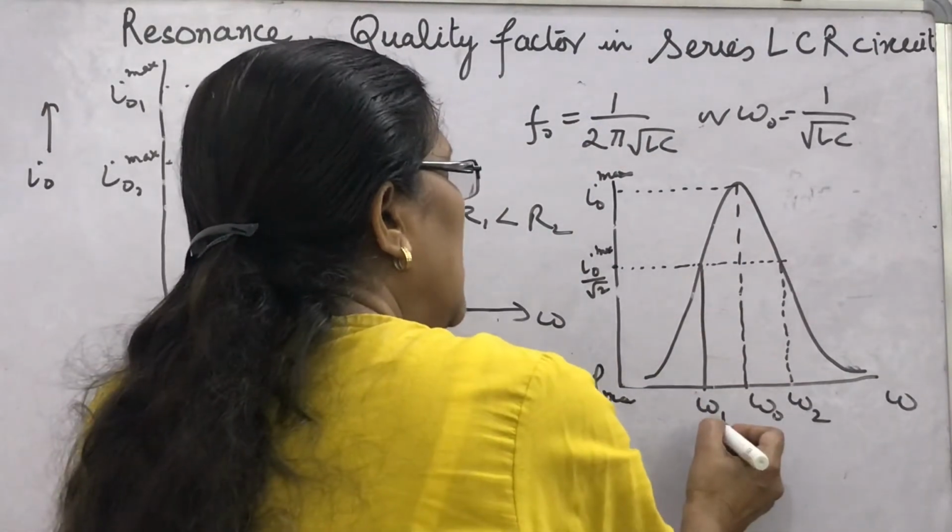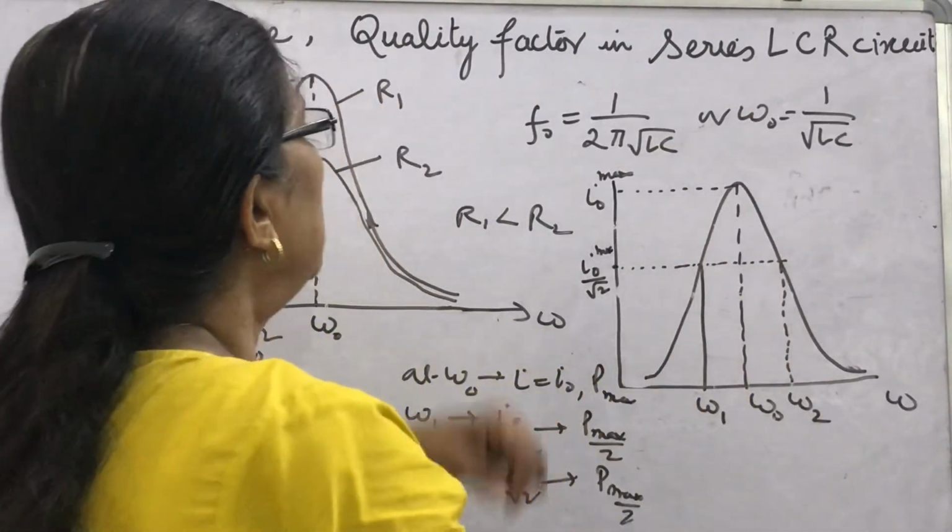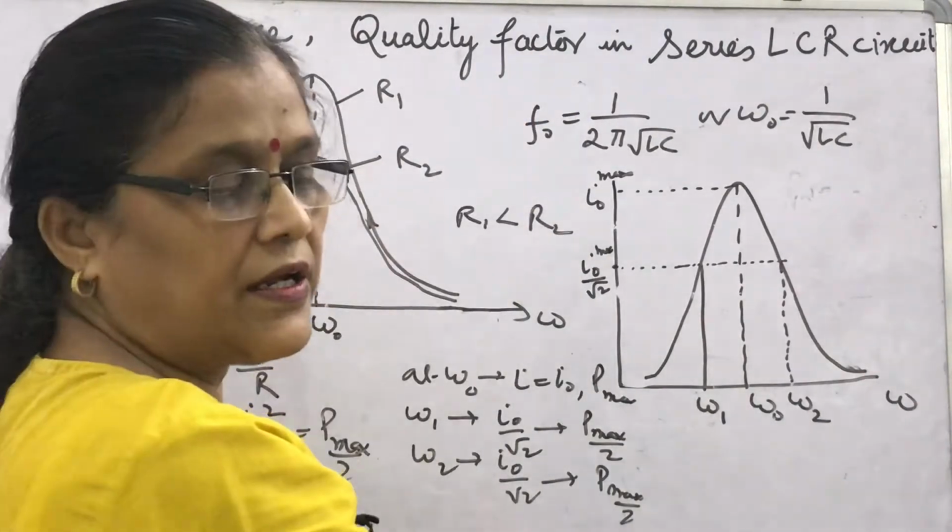The sharpness at resonance is called quality factor.